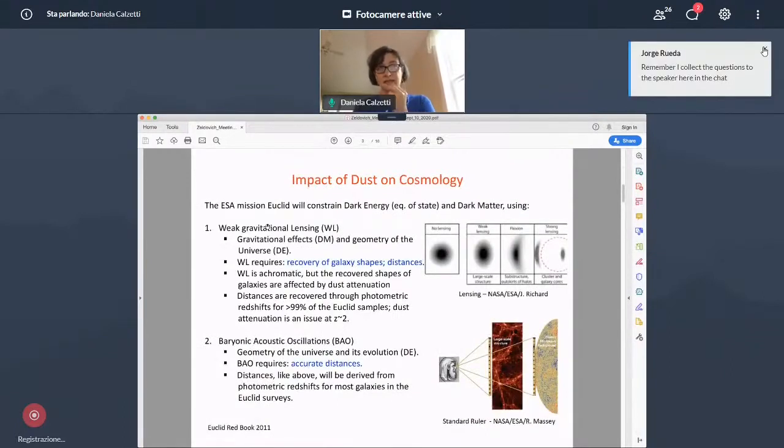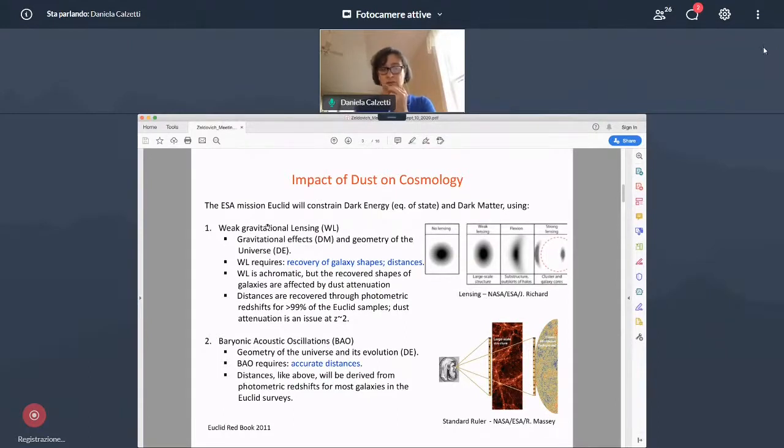The impact of dust is remarkable also when we talk about cosmology, and this is perhaps of more interest to the audience in this conference. As an example, I'll bring the ESA mission Euclid, which is expected to be launched around the end of 2022. The stated goal of the mission is to constrain dark energy and dark matter. Their general word for this is to constrain the geometry of the universe using two main tools: weak gravitational lensing, which I will indicate as WL, and baryonic acoustic oscillation, standardly referred to as BAO.